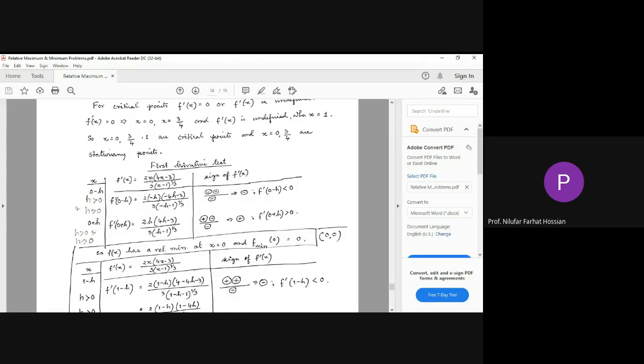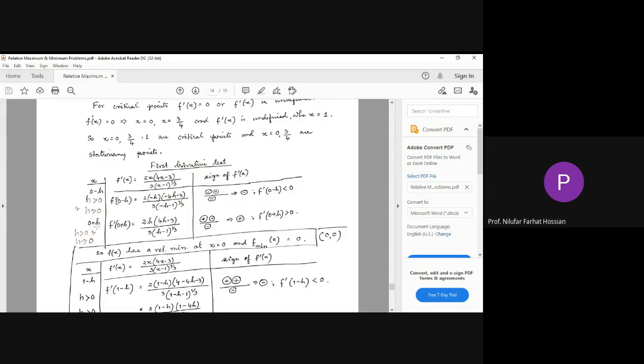Just put x equal to 0 minus h. It will be negative. This is also negative. Negative by negative because the power is 1/3. If you take the 1/3 power of a negative number, it is negative. So the upper part is positive by negative, that means negative. So f prime at 0 minus h is negative.